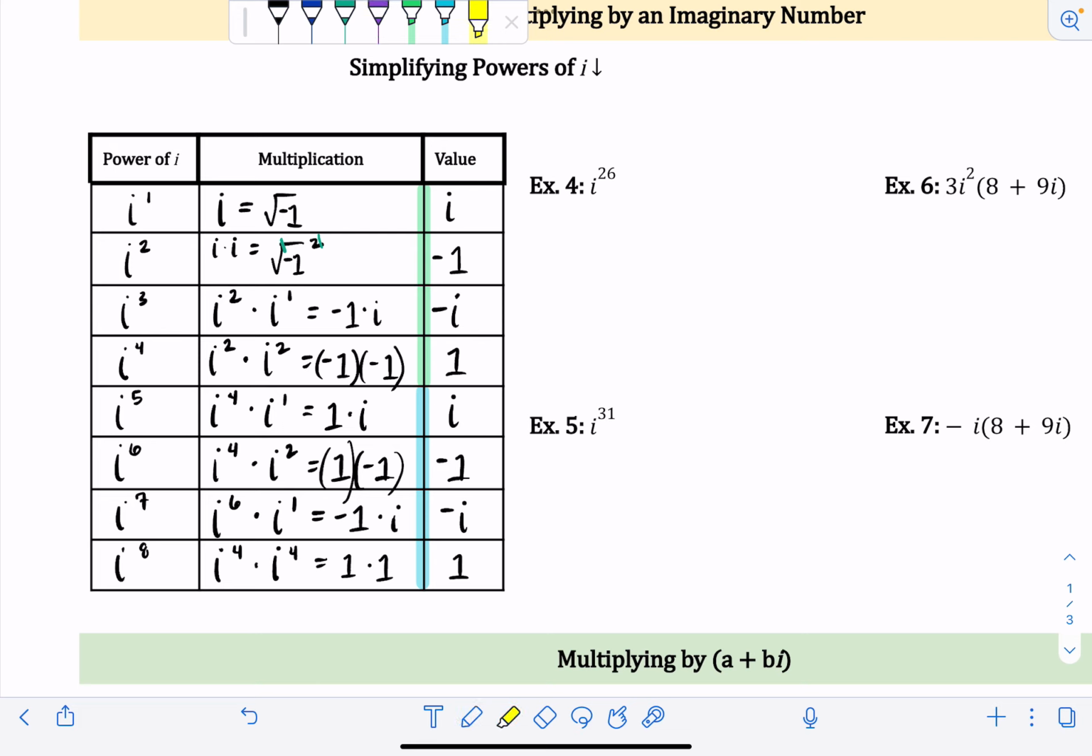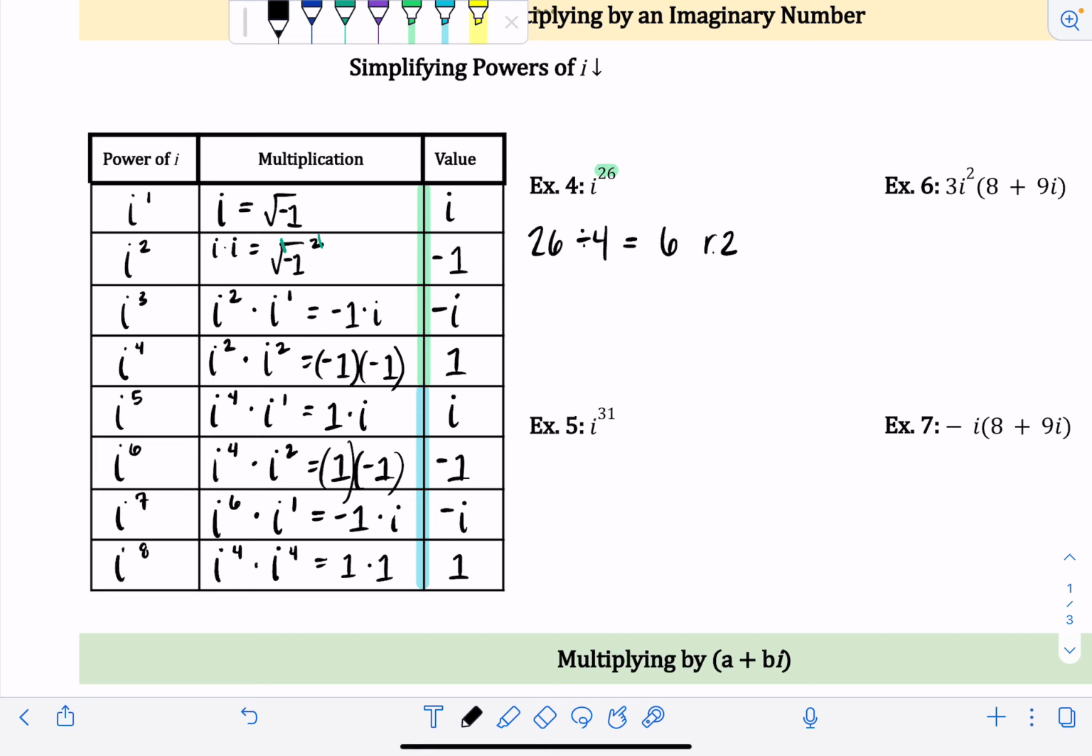So for example 4, I have i to the 26th power. I really don't want to make this table go all the way up to the 26th power, but I don't have to because we recognize that there's a pattern that repeats every 4. So we're going to take that exponent 26 and divide it by 4, which we don't want to get a decimal version necessarily. So 26 divided by 4 is 6 with a remainder of 2.